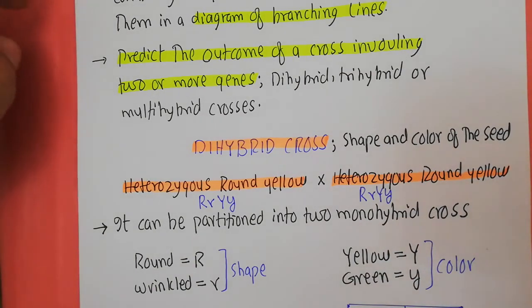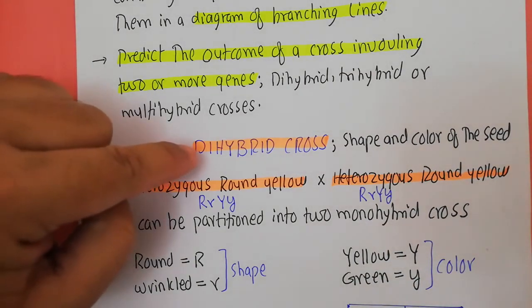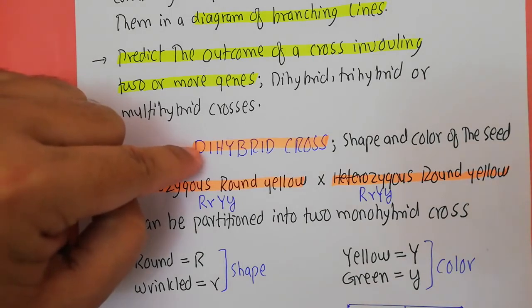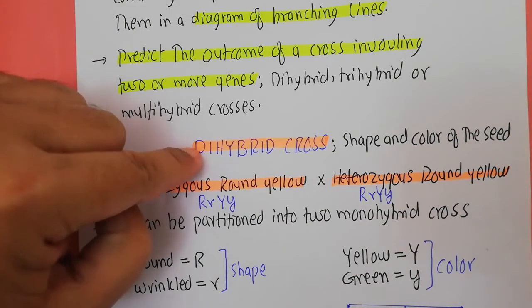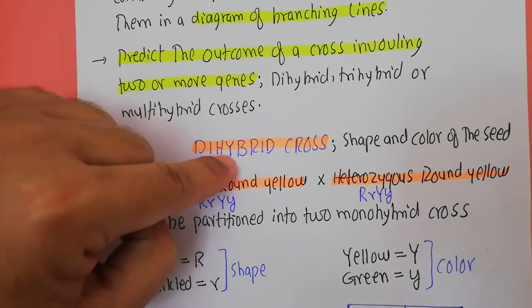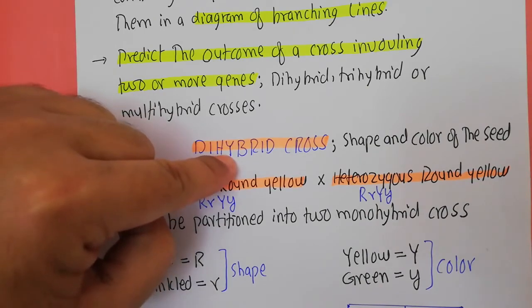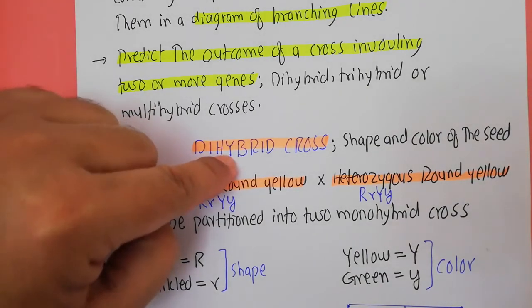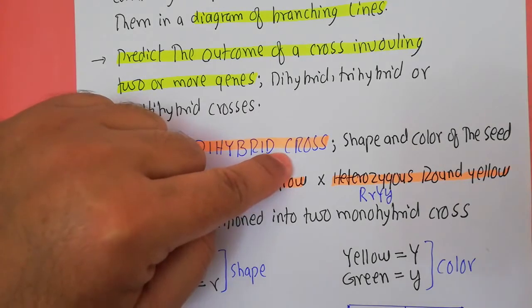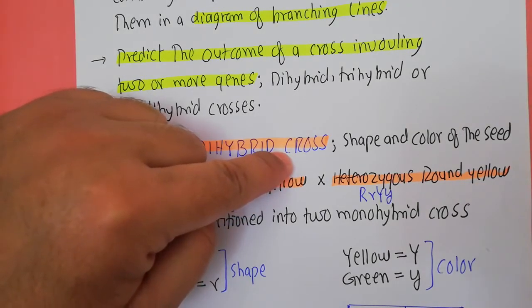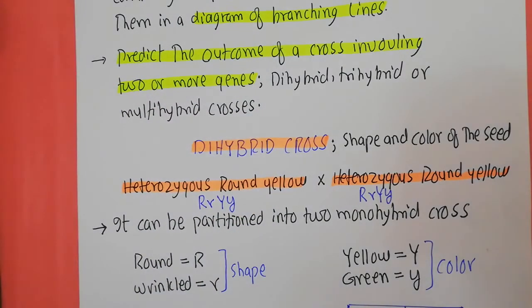Now, what does dihybrid cross mean? The di means two, that means you are focusing on two traits. The hybrid means that each of these traits has two different alleles, and the cross means you are actually crossing two parents, usually a male and a female, and they are going to combine their genetic information.